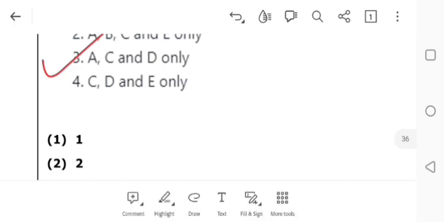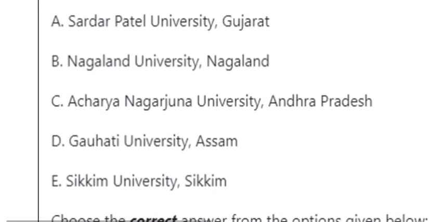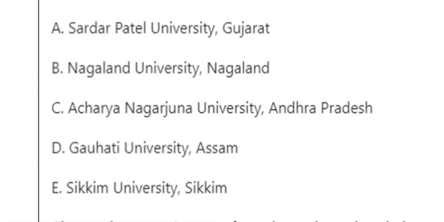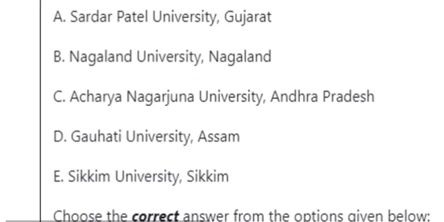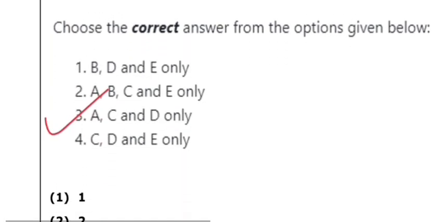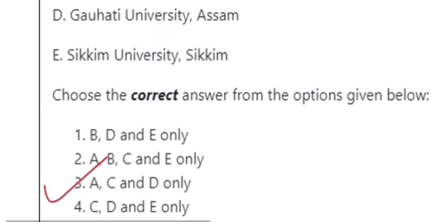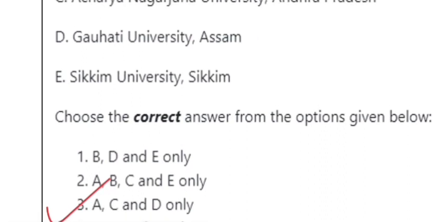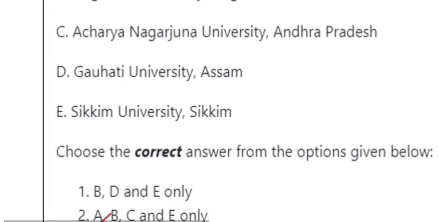Let me go into the question again. A, Sardar Patel University in Gujarat, is a state university. C, Acharya Nagarjuna University, Andhra Pradesh, is a state university. Then number E, then D, Guwahati University. Sikkim and Nagaland, these two are central universities.